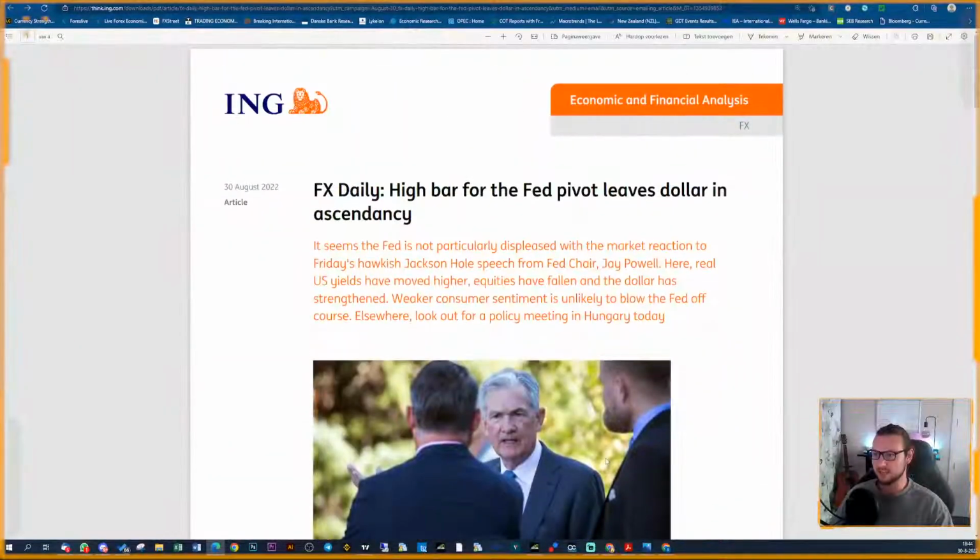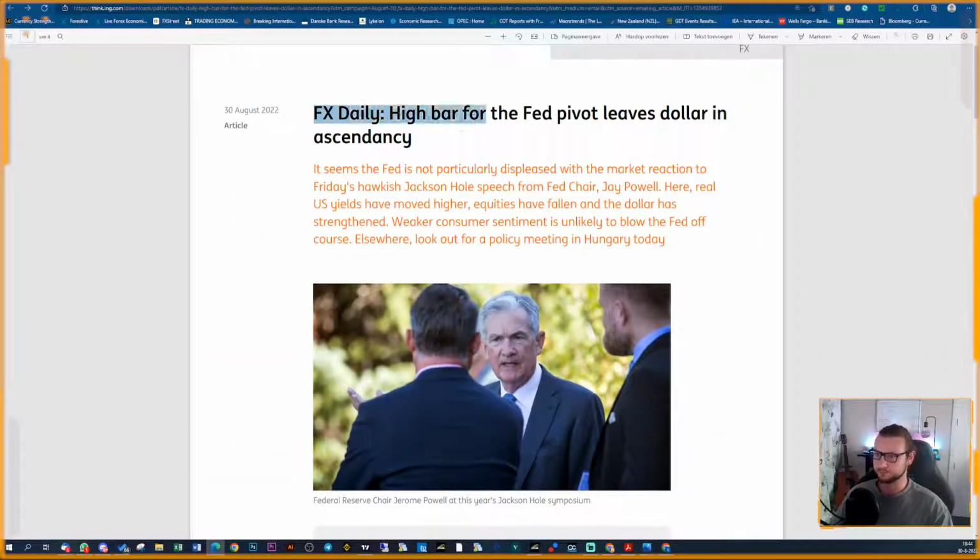That being said, of course, we have the FX Daily document. A high bar for the Fed pivot leaves dollar in ascendancy. So that's good. We have a strong dollar because of Jerome Powell, because of what he said during the Jackson Hole Symposium. It seems that the Fed is not particularly displeased with the market reaction to Friday's hawkish Jackson Hole speech from Fed Chair Jerome Powell. Here, real US yields have moved higher, equities have fallen, and the dollar has strengthened.